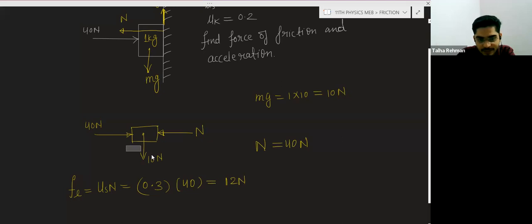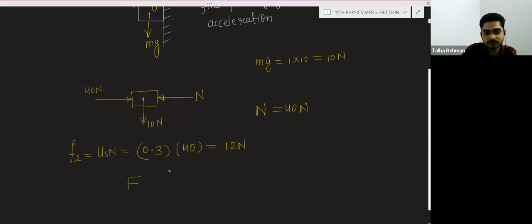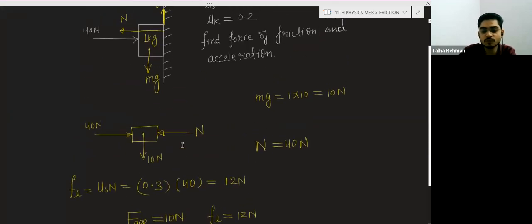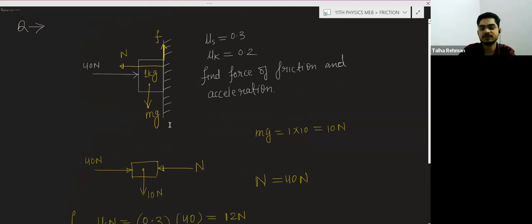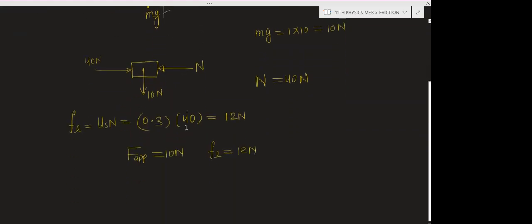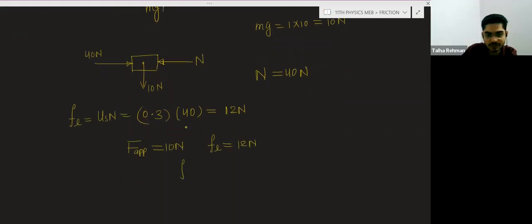And applied force is 10 Newton. Applied force is equal to 10 Newton. Limiting friction force is 12 Newton. Will this block move or will this block remain at rest? Dibyangi. Remain at rest. Okay, very good. Why? Because the limiting friction force is greater than the applied force. So block will remain at rest.